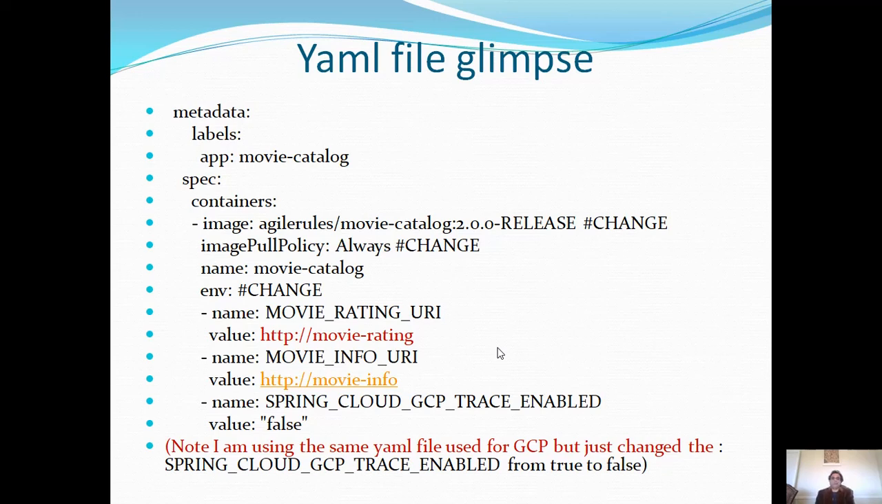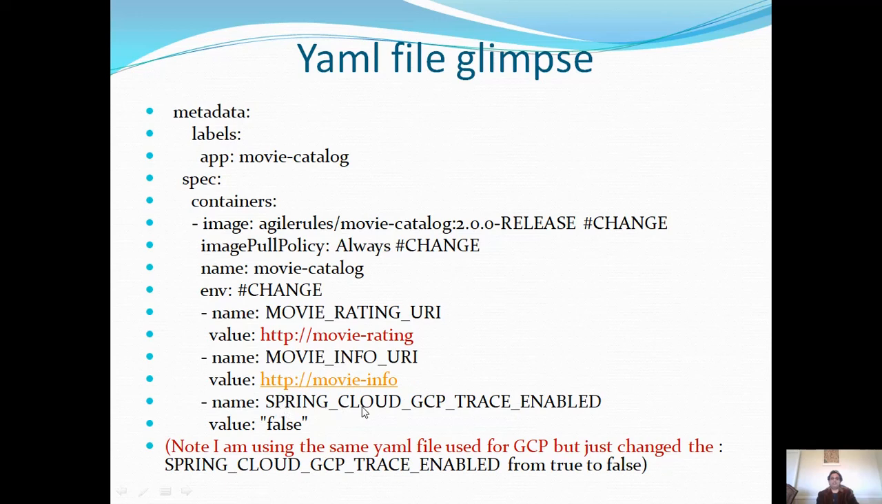So that means in the YAML configuration, I didn't change any code. The Spring Boot code is the same as it is. In the YAML configuration, this is the movie catalog metadata defined, right? It has the dependent services using environment variables: movie rating with the DNS of movie rating, and movie info URI using the dependent DNS of movie info.